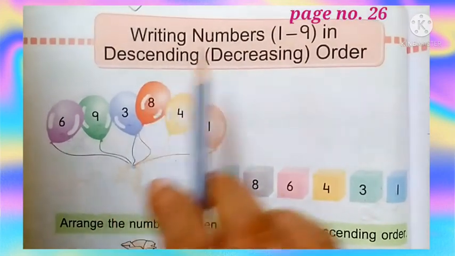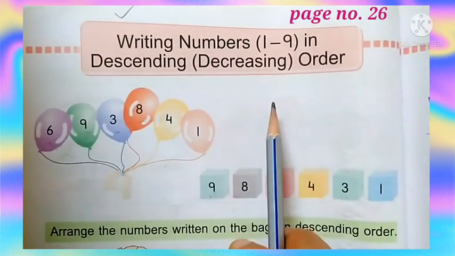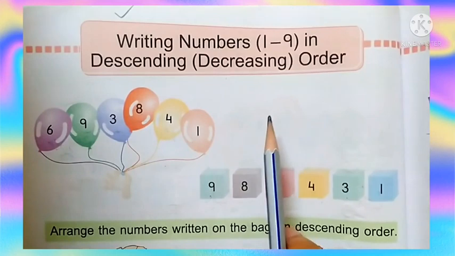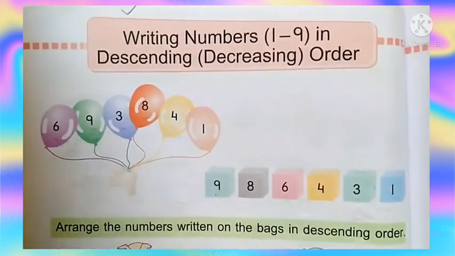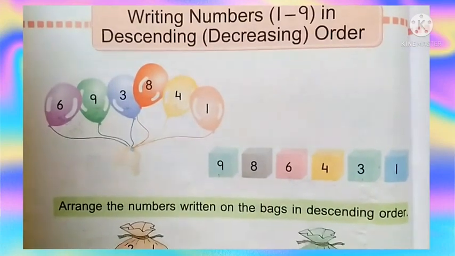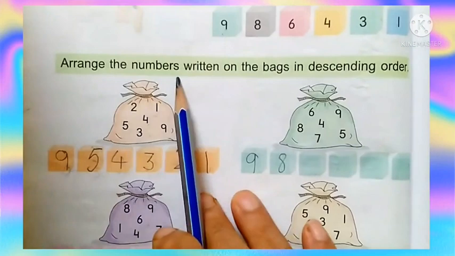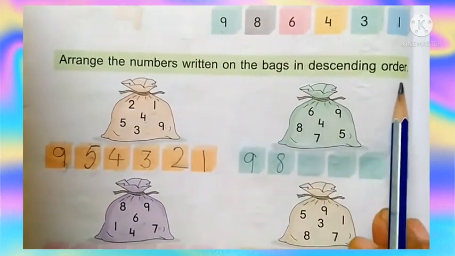Now, writing numbers 1 to 9 in descending order. Descending order means decreasing order, ghatta hua kram. Okay? Now, look at this. Arrange the numbers written on the bags in descending order.